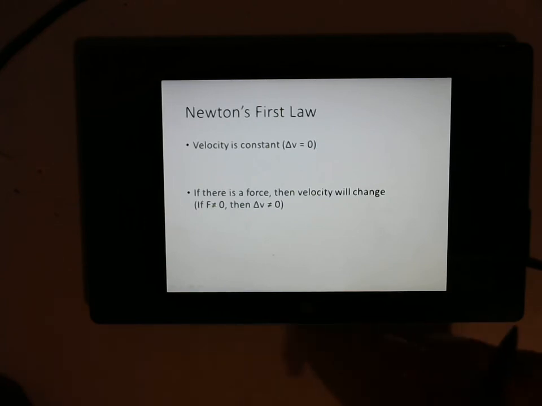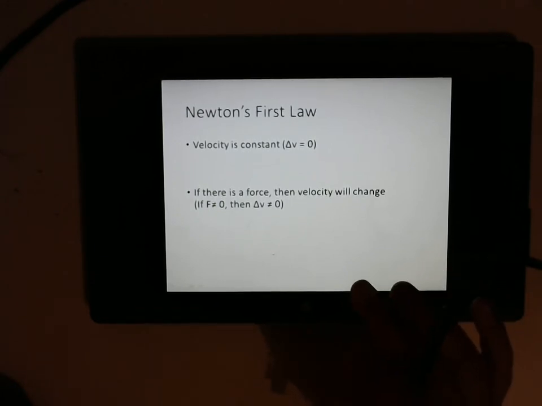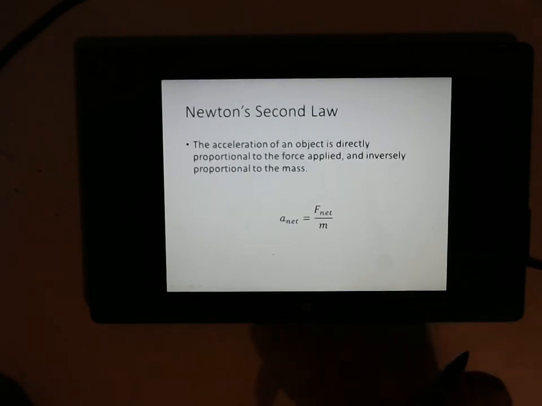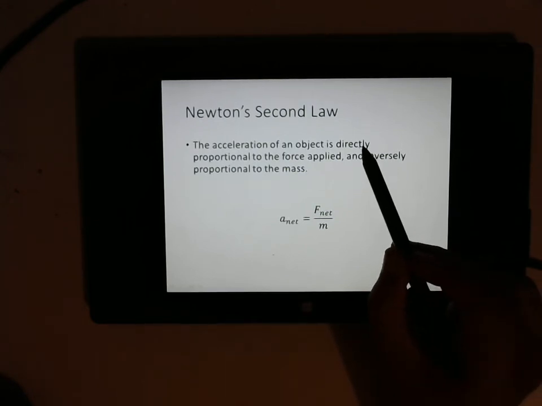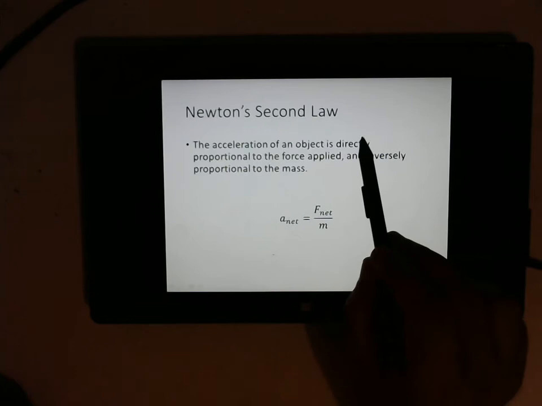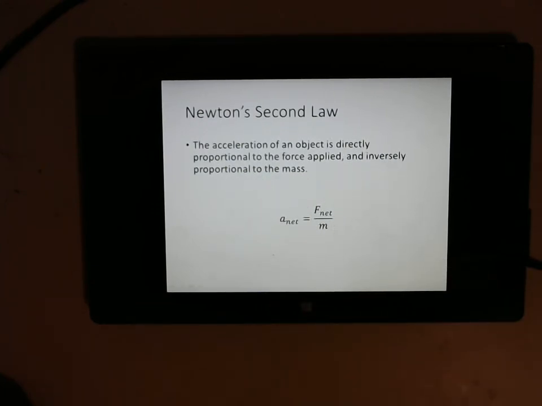Okay. So Newton's first law is about what causes a change in motion. Newton's second law describes the relationship between force, the mass of an object, and the acceleration that happens to that object. The long description is here. The acceleration of an object is directly proportional to the force applied and inversely proportional to the mass. We're going to look at those words in an experiment coming up. Directly proportional, what does that look like on a graph? And inversely proportional, what does that look like?